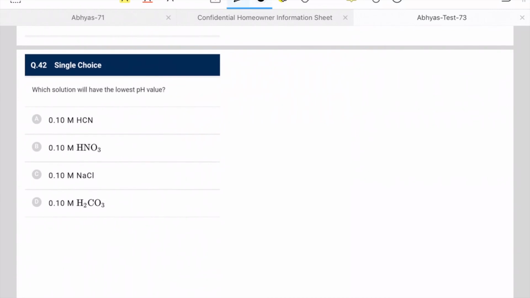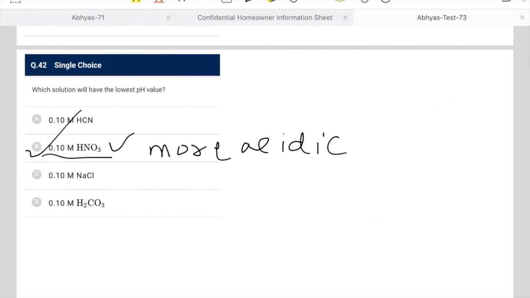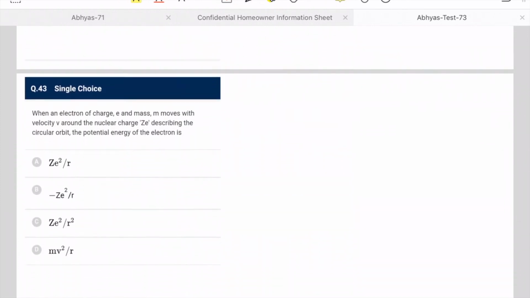So which solution will have the lowest pH value? So this is also an easy question only. So in this one, 0.1 M HCN, HNO3 are given, all are the same, only 0.1 M is given. So the more acidic solution will have the lower pH. So in this one HNO3 is the most acidic. So this will be the correct option. So we'll go to the 43.